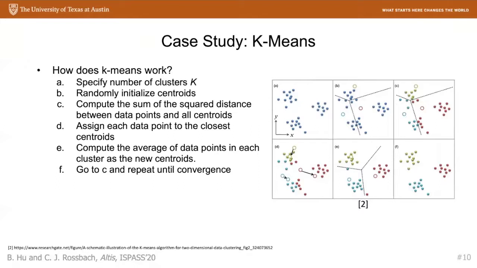Next, we compute the sum of the square distances between the data points and all the centroids. Then, each point is assigned to the closest centroid. Finally, the average of the data points is taken as the new centroids. This process is repeated for several iterations until the centroids converge.